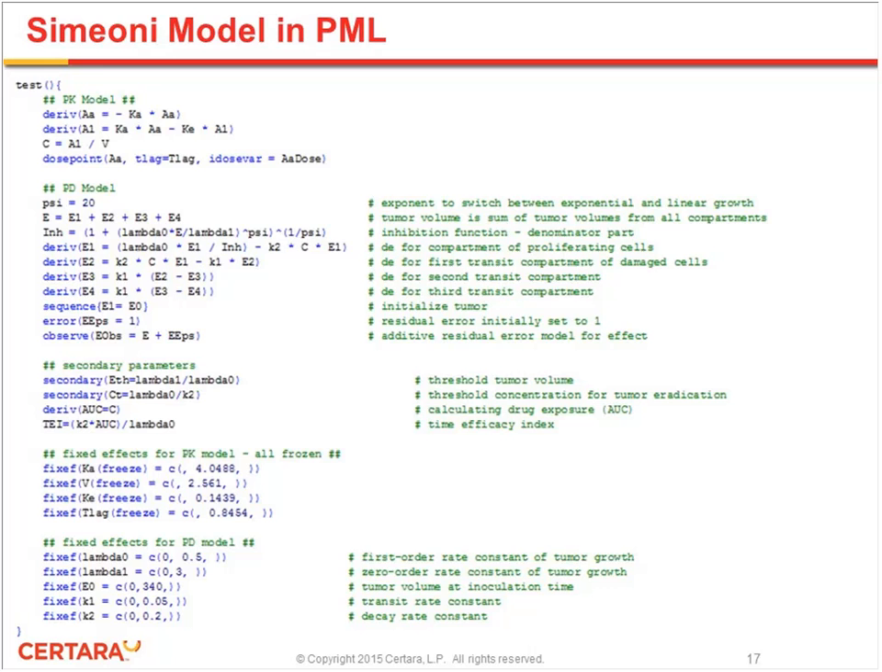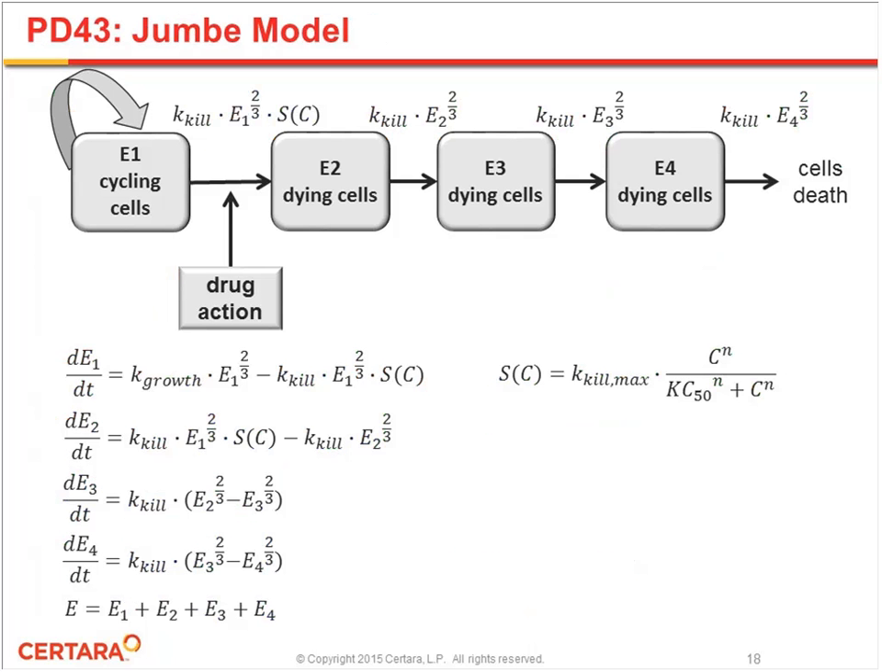Now this was the Simeoni model. Let's switch to the Jumbe model. This is actually the one from the book. So this is much the same as the Simeoni model, as you see, and it distinguishes between those two different cell populations.